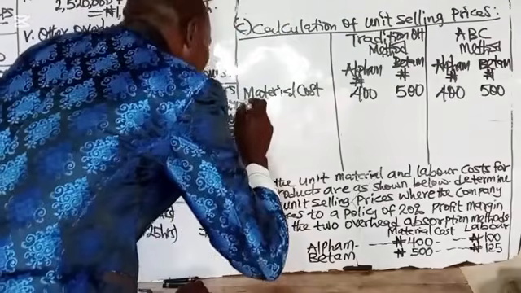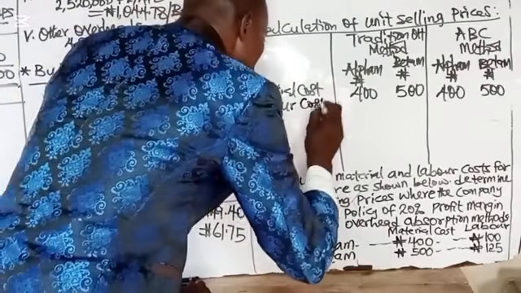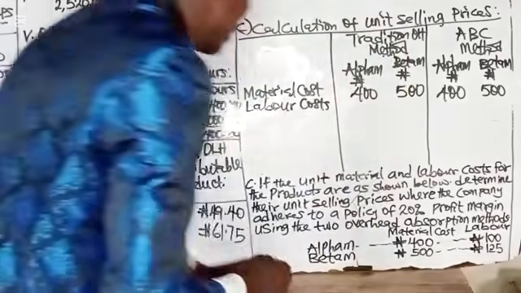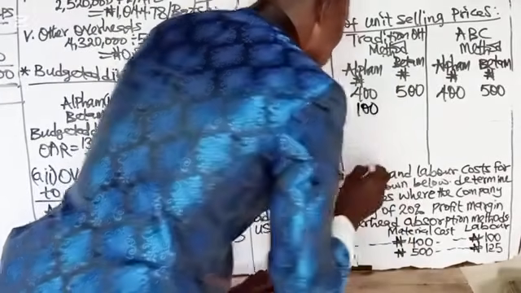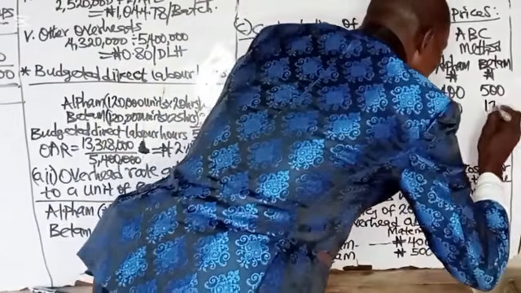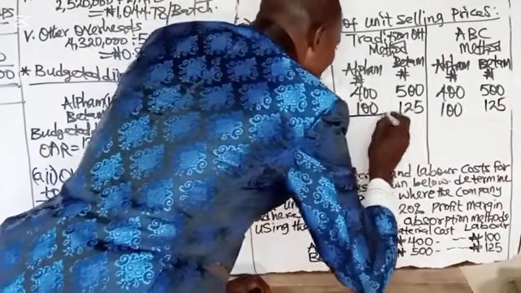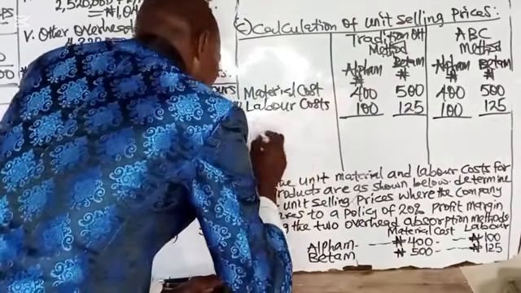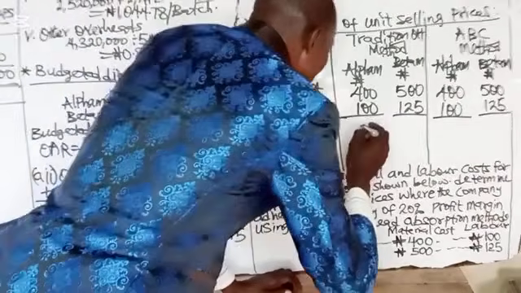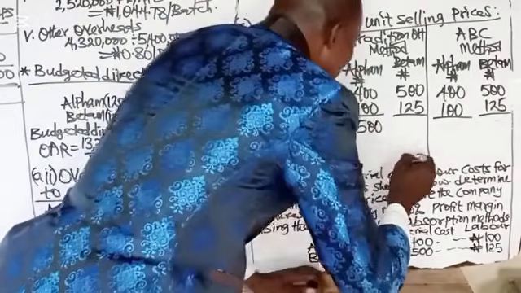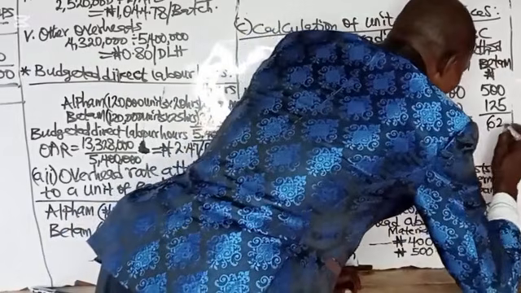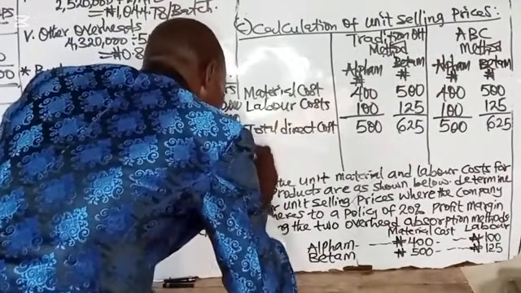Then we have labor costs. For Afarm, labor 100, Betam 125. Then if you sum them up, you have the total direct cost. This will be 500 for Afarm and 625 for Betam. Then overheads: production overheads absorbed.